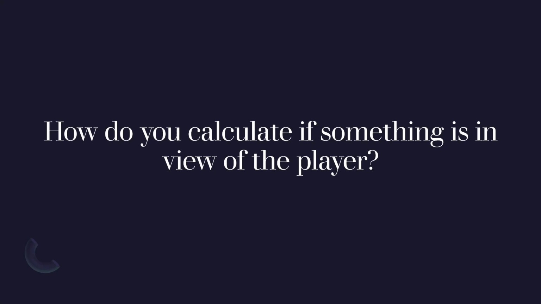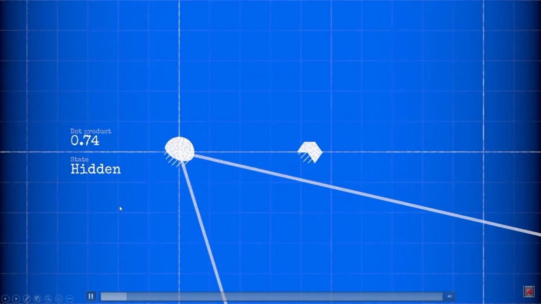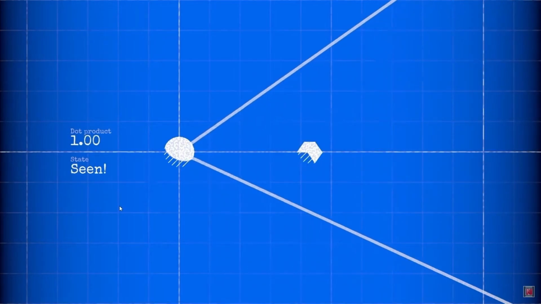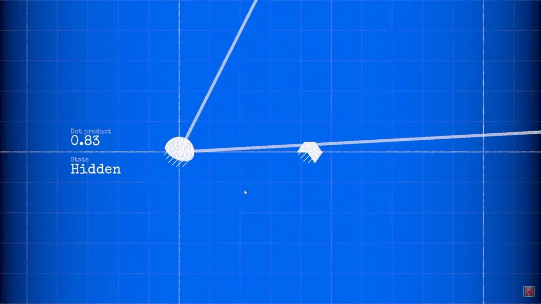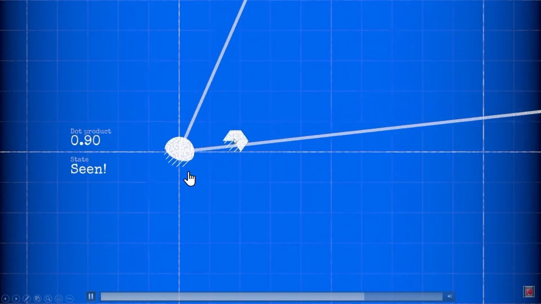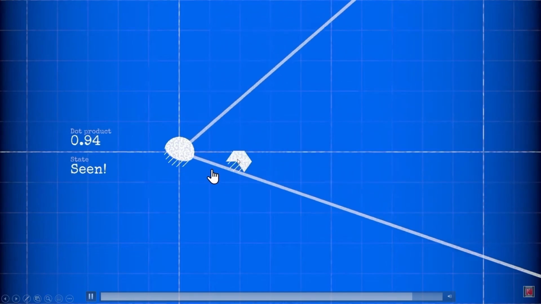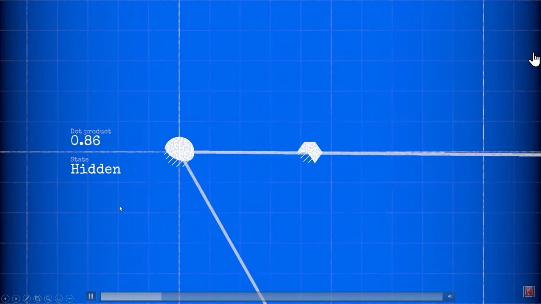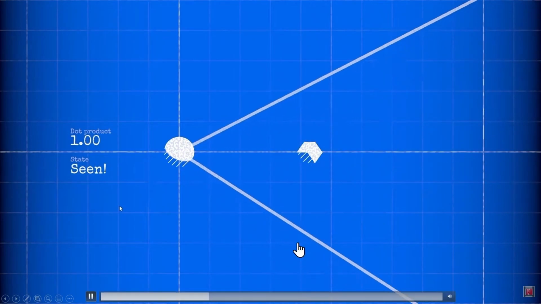How would you calculate, knowing all this, if something is in view of the player? Pause the video if you need to think about it. Okay, well, here's actually a clip that I got from the internet, made by NetMakesGames, that really illustrates this well. And as you can see here, this is what the dot product becomes between these two objects. And it is actually being used here to figure out if this object in a 2D space, but you can also use it for 3D space, is visible within this radius or not.